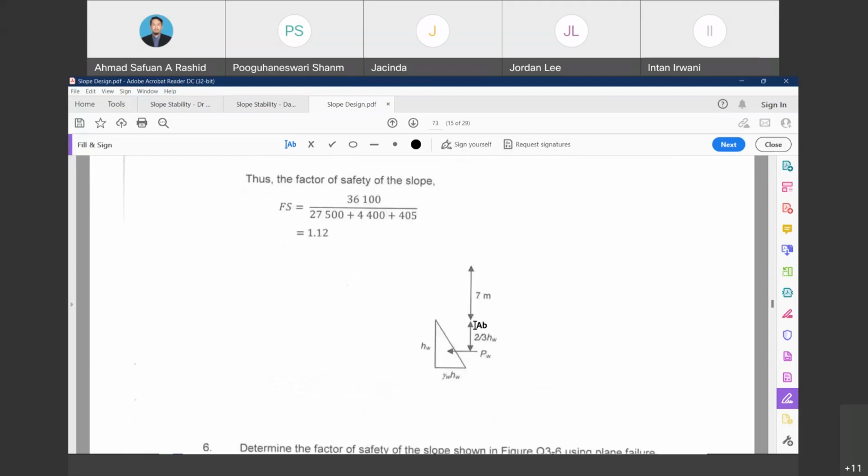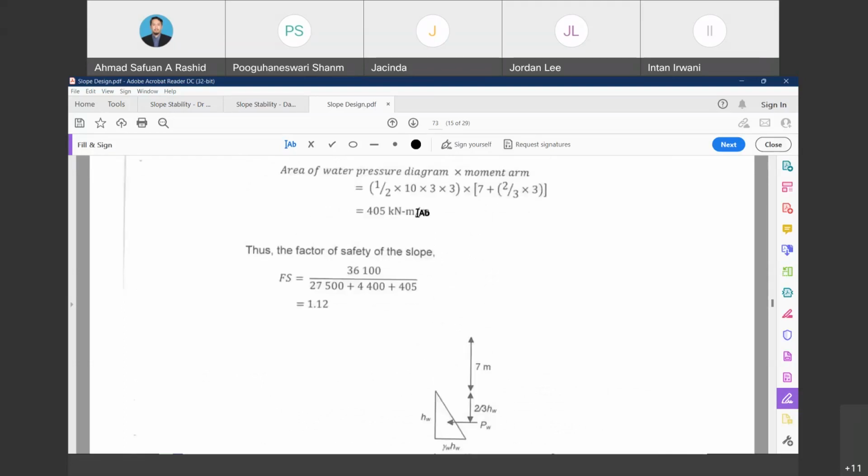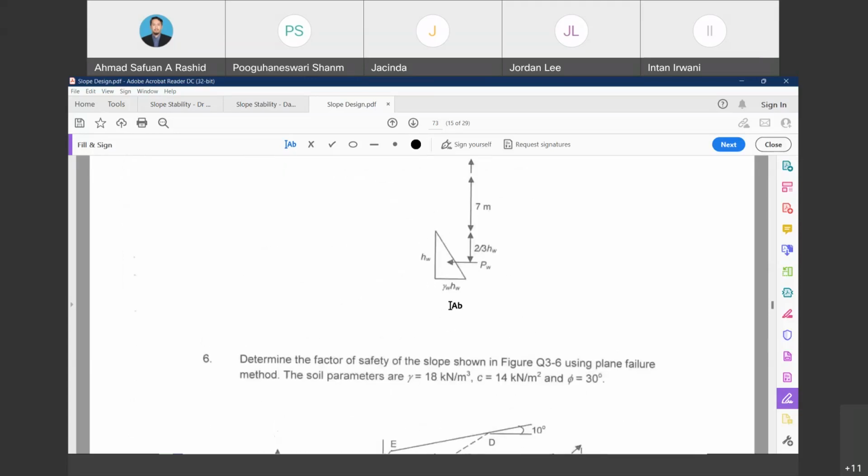Times the area of this pore water pressure, which is half times HW square times gamma W, so we obtain 405. So the combination of the driving weight of the slope, the uniform distributed load, and also the tension crack gives a factor of safety equal to 1.12. So that is an example for the total stress.